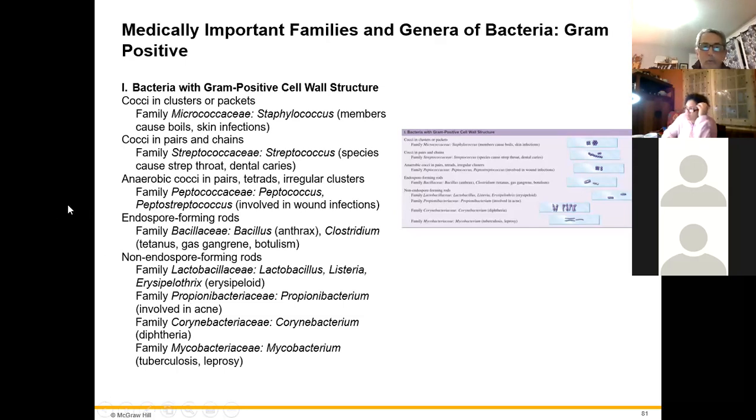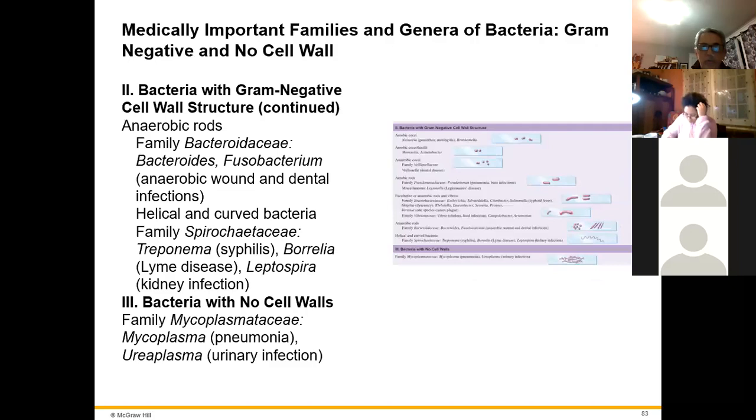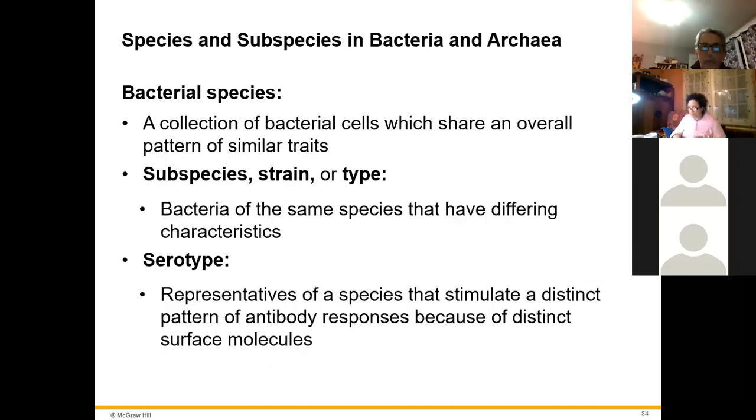These are just the groups of some medically important families and genera of bacteria. I'm just going to mention that, and there's several slides about them. It's not on the test. Species and subspecies in bacteria and archaea. Bacterial species, a collection of bacterial cells that share.